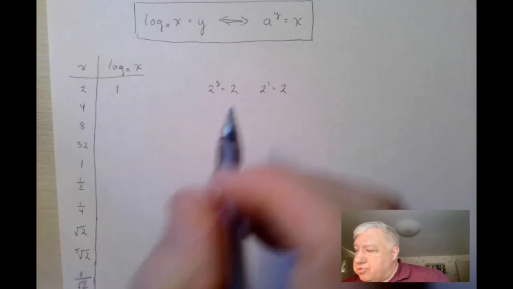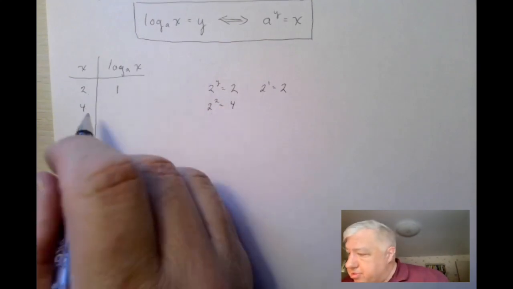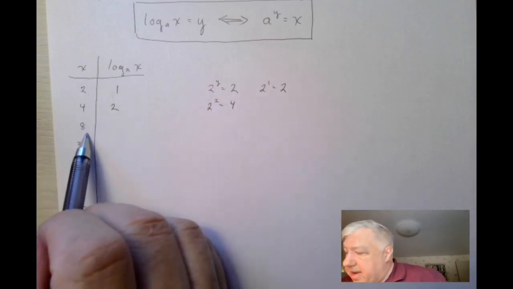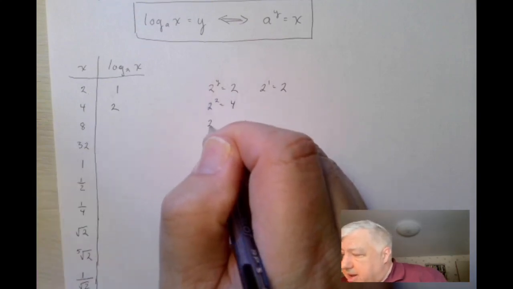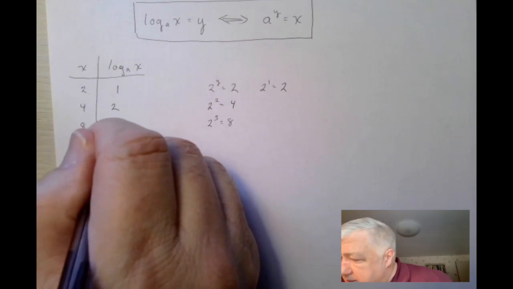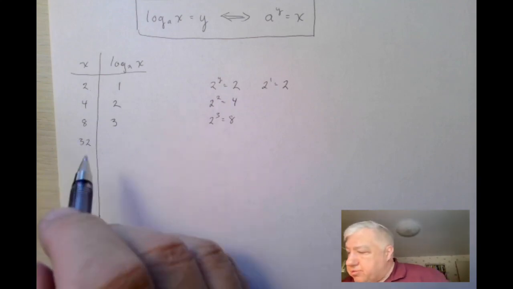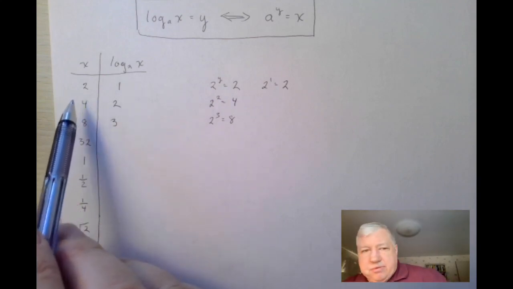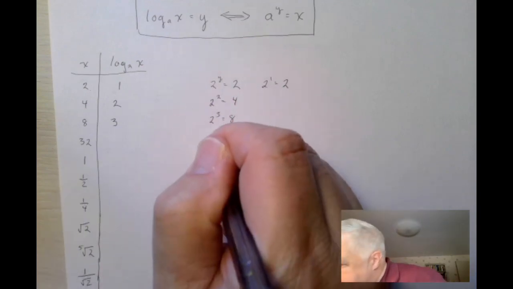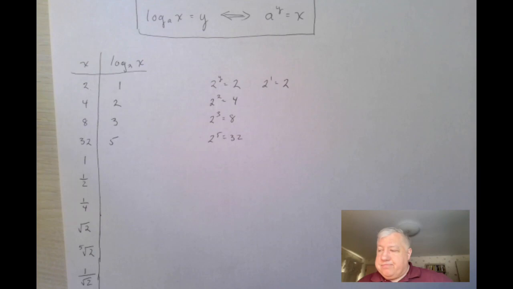We know that 2 squared is 4, right? So the exponent here is 2, so the log of 4 base 2 is 2. To find the log of 8 base 2, we ask 2 raised to what power is equal to 8? Well, 2 to the third, right? So the log of 8 base 2 would be 3. The log of 32, what we really are doing is we want to recognize x as a power of 2, and we want to find the exponent. So 2 to the 5th is 32, right? So 5 is the log of 32, base 2.